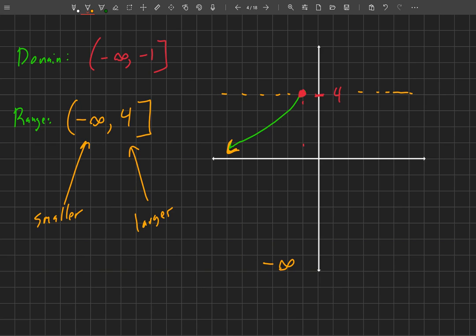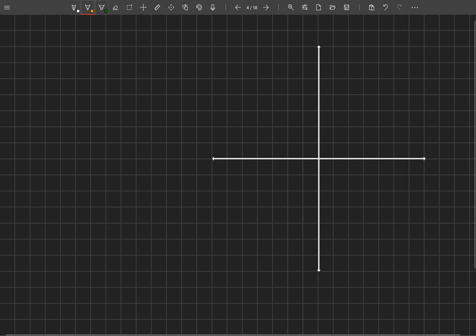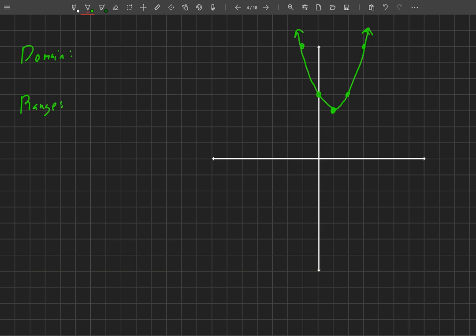Let's do something else. Let's do a quadratic. Now with this, I didn't have to draw the dots, I guess, but it does make the picture look a little prettier. If you're feeling confident, which I hope you are, please feel free to pause this video and give this a try. Try to figure out what the domain and the range are of this quadratic equation.